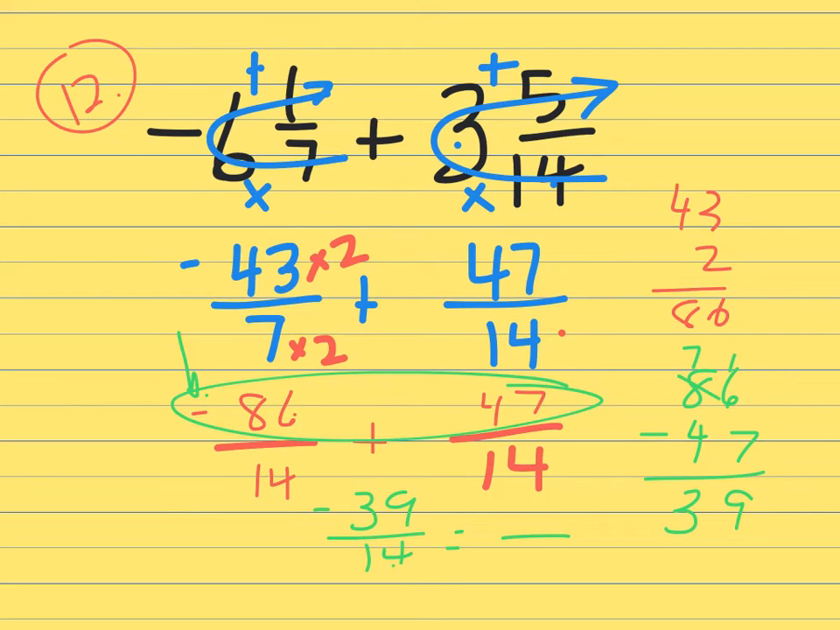So 14 goes into 39 how many times? 2 whole times, which is going to be 28. 39 minus 28 is 11 14ths. Negative. And I'm going to check that with my calculator to be sure. And that is correct.